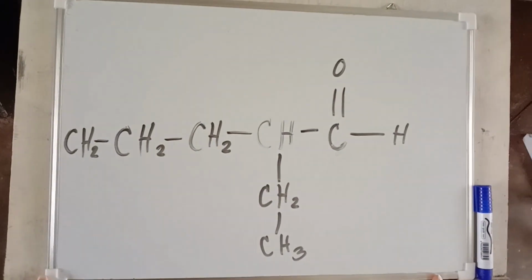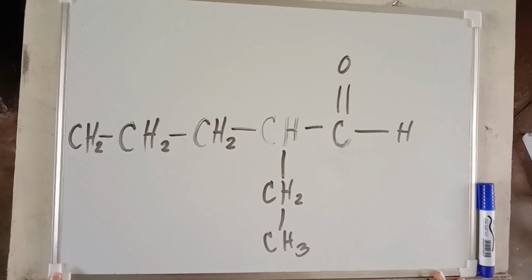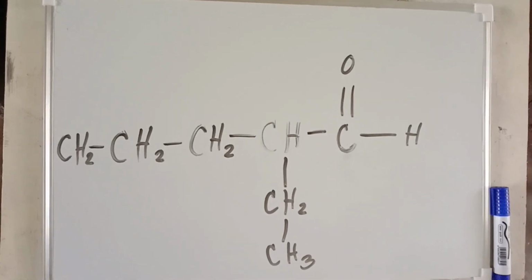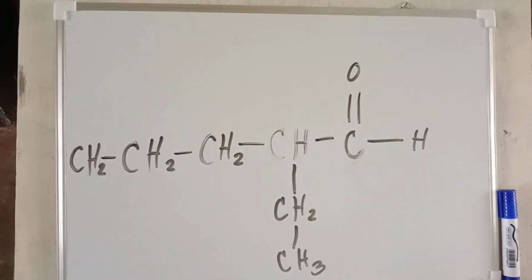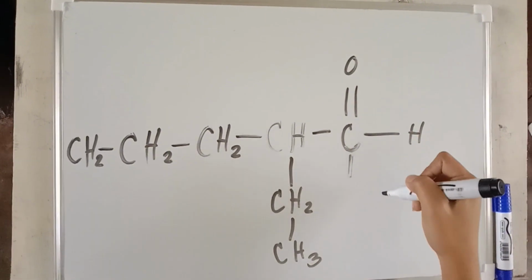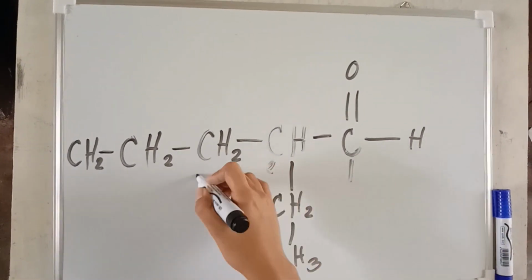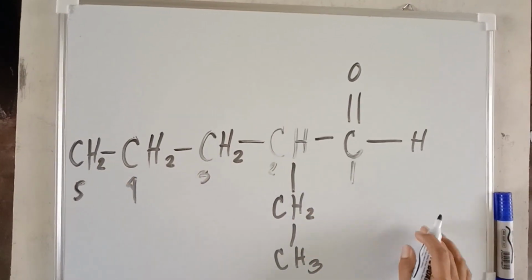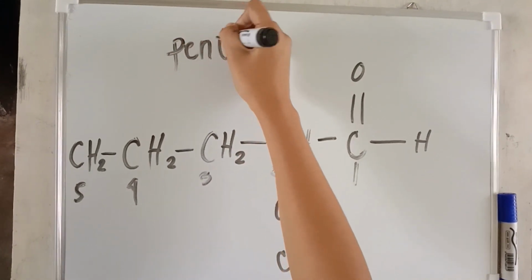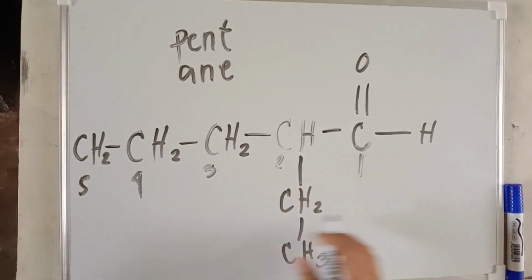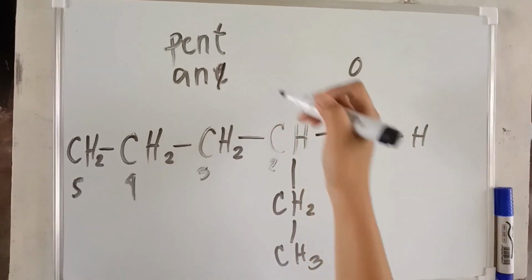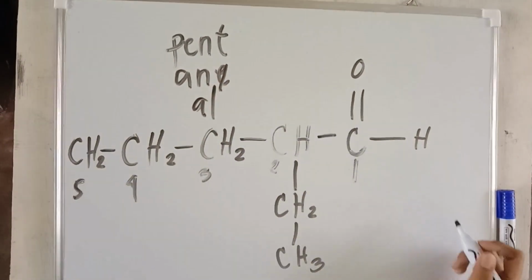Now we'll proceed to the second example. This example is a condensed structural formula. The first rule in naming aldehyde is that we need to locate the longest carbon chain. We will simplify that it is the first carbon because the carbonyl group will be considered as the first carbon. Then second, third, fourth, and fifth. Since it has 5 carbons, we will put the prefix pent and put ANE to identify that it is a single bond. Now we will cancel E and put AL to identify that it is an aldehyde.